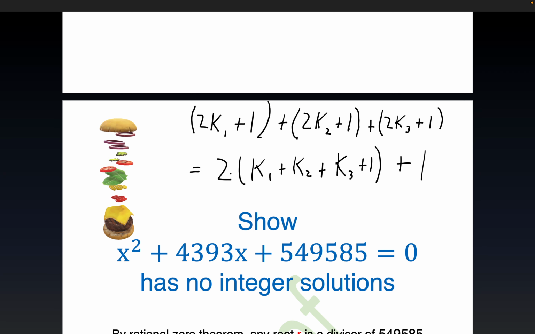And so what we have is this is definitely an odd number, right? Independent of the values of k sub 1, k sub 2, k sub 3, this is odd. Okay, and more importantly, not equal to 0, right? And this is almost the proof right here. This is almost the proof. Now let's go down and just finish it off.